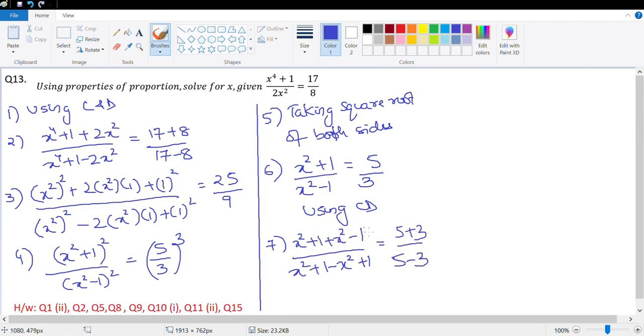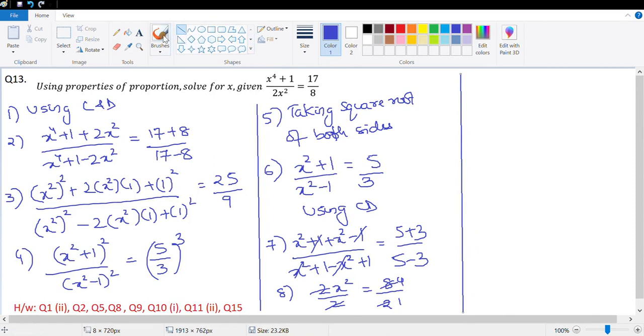Negative 1, positive 1, negative x square plus x square. What we have is 2 times x square upon 2 is equal to 8. 5 plus 3, 8. 5 minus 3, that's 2. 2 and 2 gets cancelled. 2, 1, 2, 4. So what we get is x square is equal to 4, which means x is equal to plus minus 2.